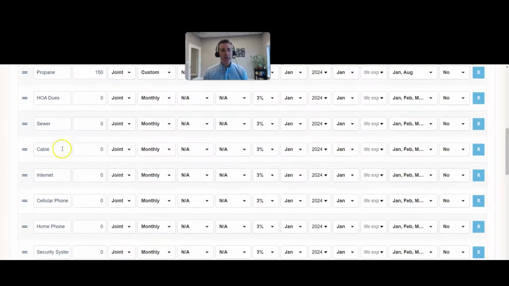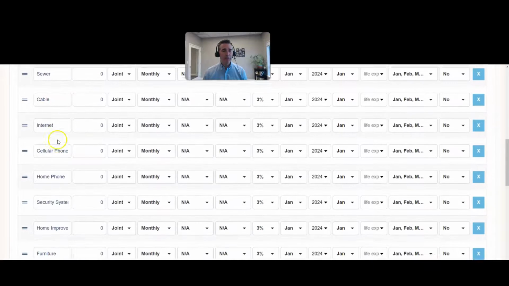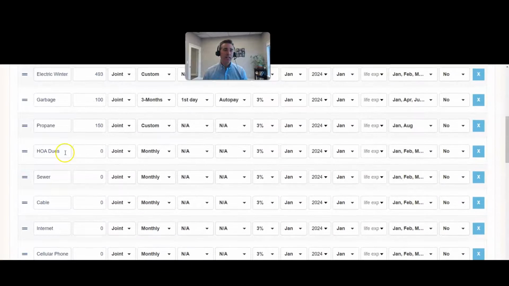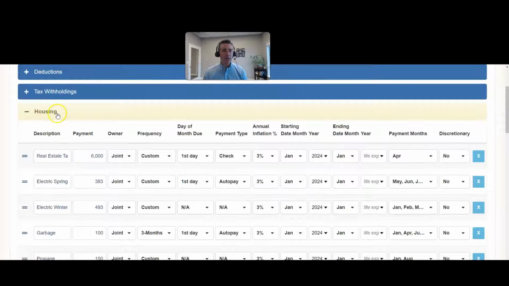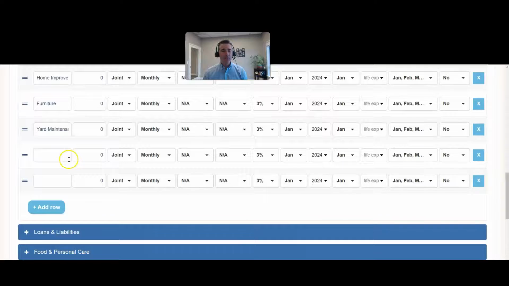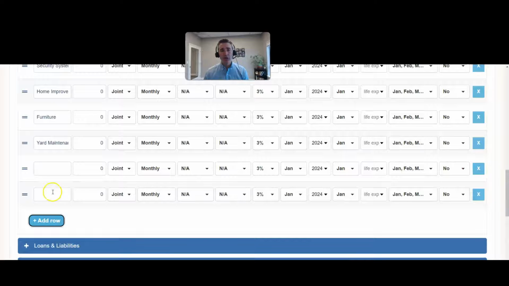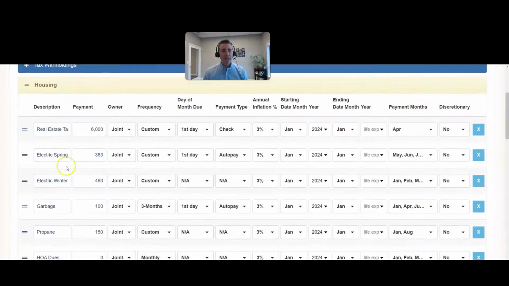Now, you'll notice we've got a lot of different placeholders in here. So homeowners association dues, sewer, cable, internet, cell phone, home phone, security system. We tried to give you a lot of template data, things that other people have as expenses. If something doesn't apply to you, you can always delete a row. Or if you want to add a custom row specific to your situation, you can always add a custom row into the calculator. But for this example, under the housing expense, we're just going to have real estate taxes, the electric bill, their garbage, and their propane.